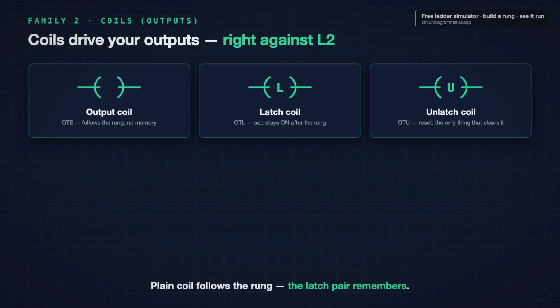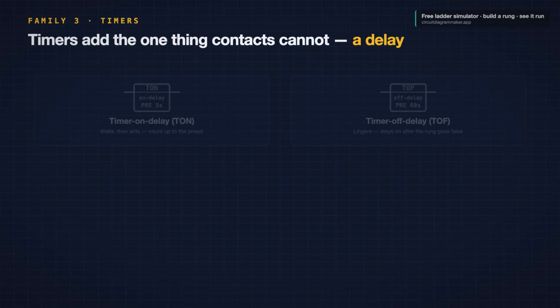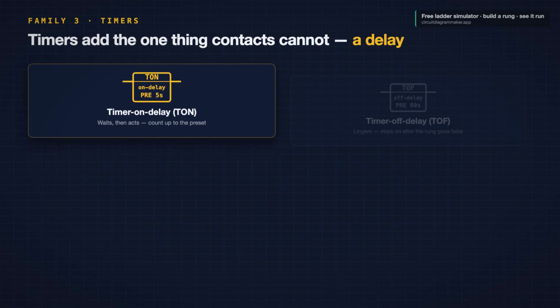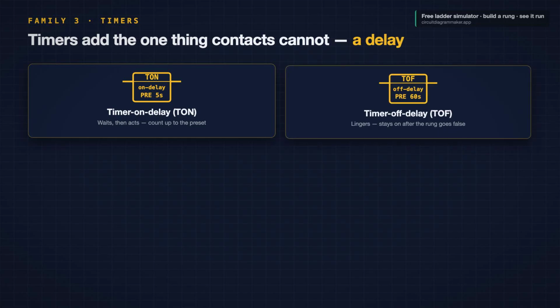Family 3, timers. A contact and a coil act instantly. A timer adds the one thing they cannot, a delay. A timer is drawn as a block on the rung, with a preset time and an accumulated time inside. The common one is the TON, timer on delay. When its rung goes true, it starts counting up. Once the accumulated time reaches the preset, say 5 seconds, its done bit turns on, and you use that bit to drive an output. So a TON means, wait this long after the input, then act.